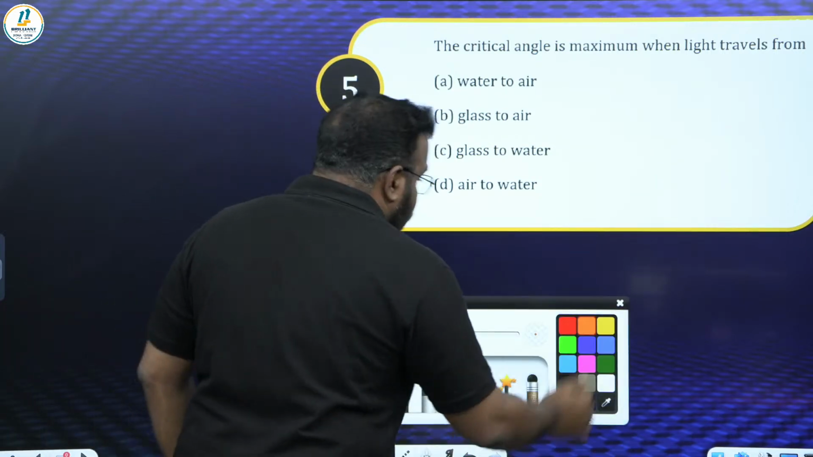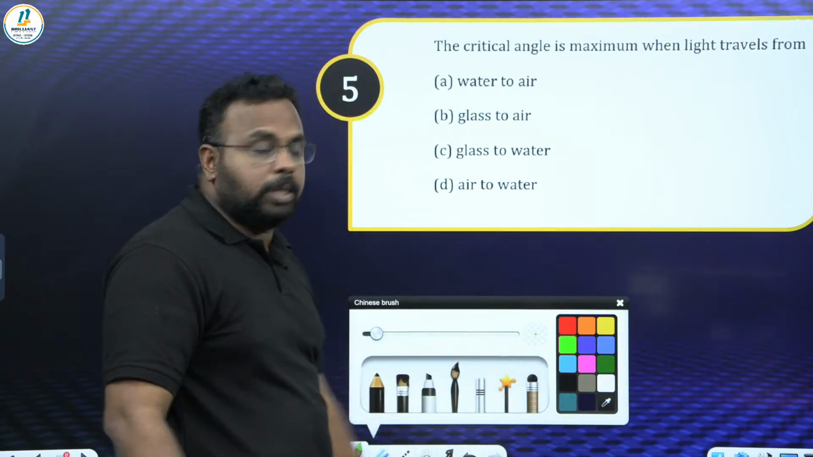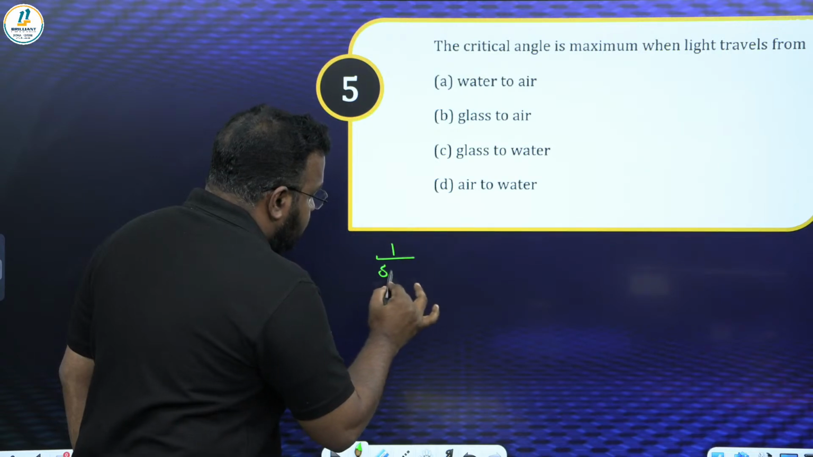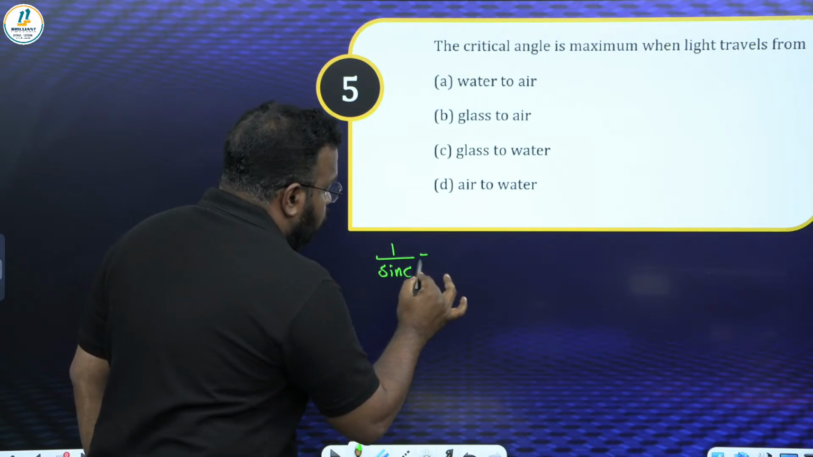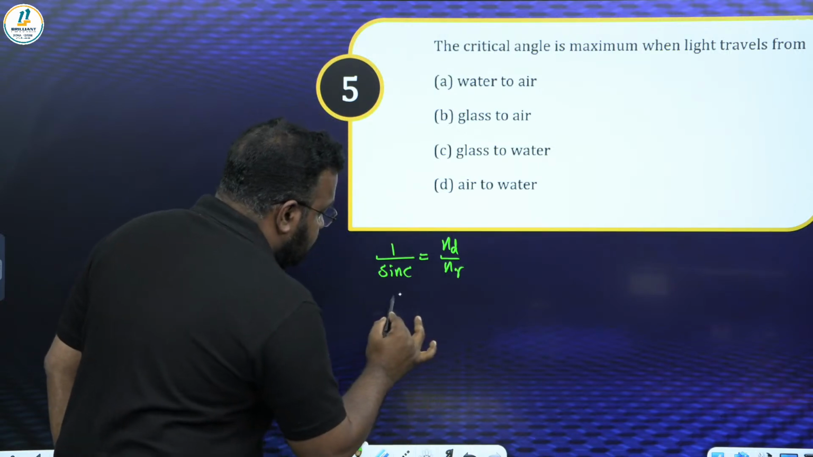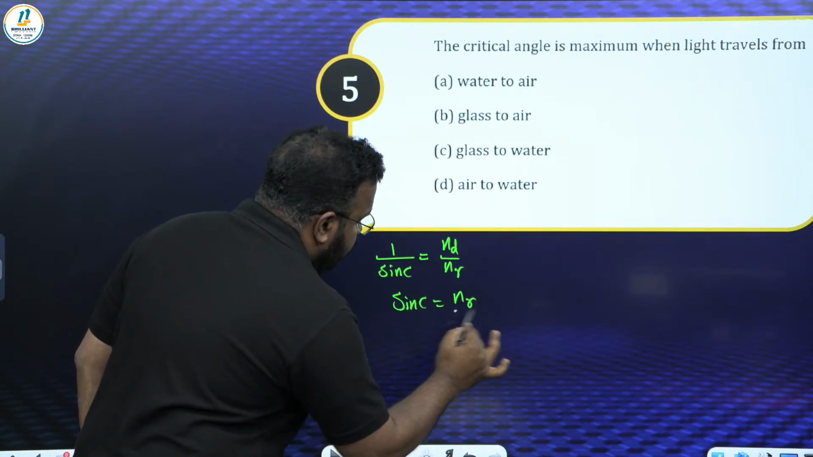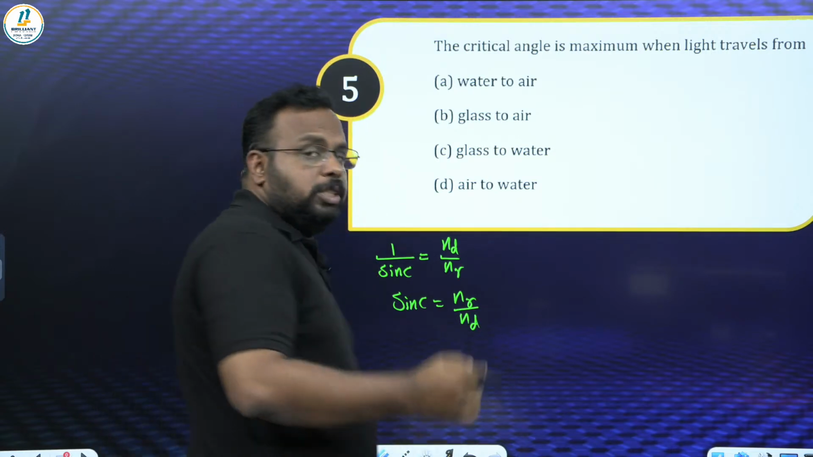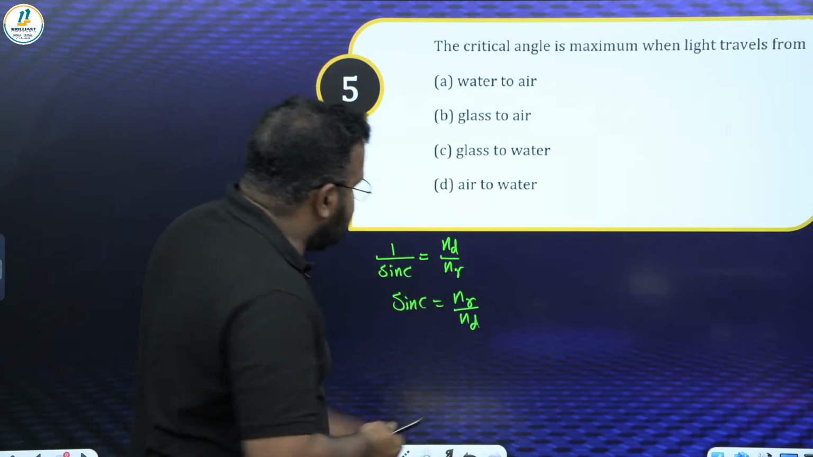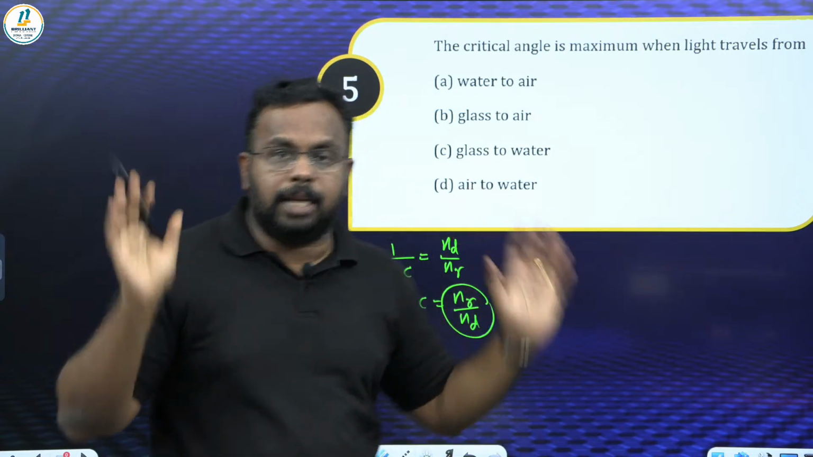See, I'll give you the idea. Critical angle maximum means, what is the formula for critical angle? 1 by sin C is equal to ND by NR. That means sin C is equal to NR by ND. So for C to be maximum, obviously sin C should be maximum. So you can just check in which case NR by ND is maximum. That is the answer for this.